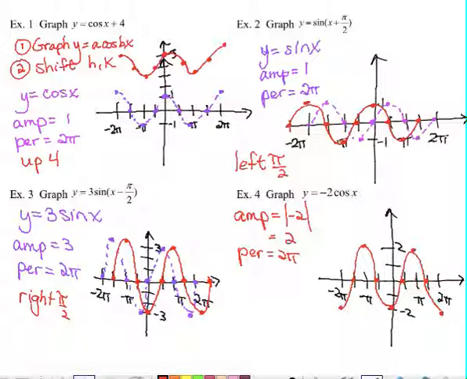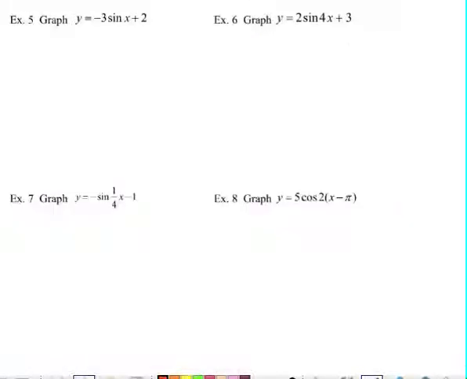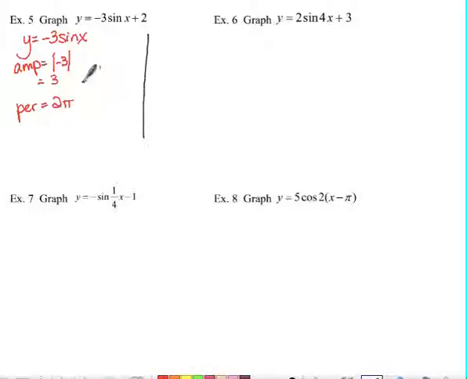All right, let's look at example 5 then. Example 5 says graph y equals negative 3 sine x plus 2. So you want to start with y equals negative 3 sine x. So the amplitude is the absolute value of negative 3, and the period length is still 2 pi. I know that's not very interesting. We haven't changed the period length.